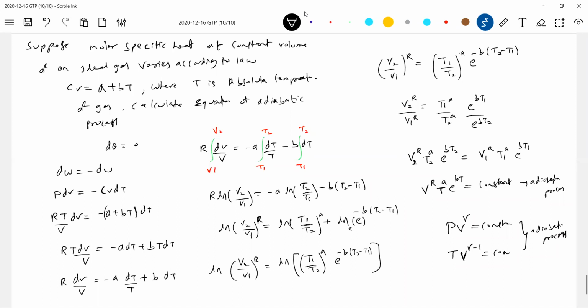Adiabatic process means PV to the power of gamma equals constant. It's a must? Need not. It's not a necessary condition. What is an adiabatic process? No heat exchange. Even in an adiabatic process, it can happen.